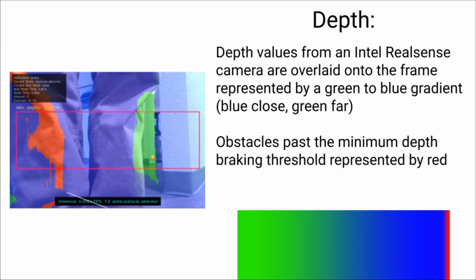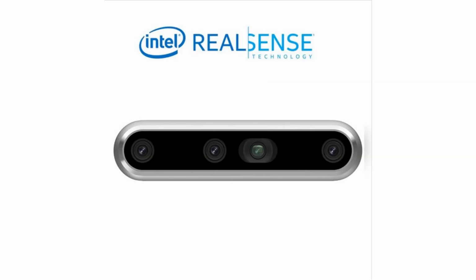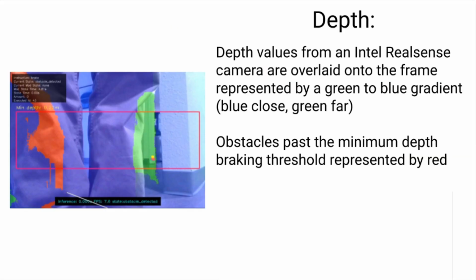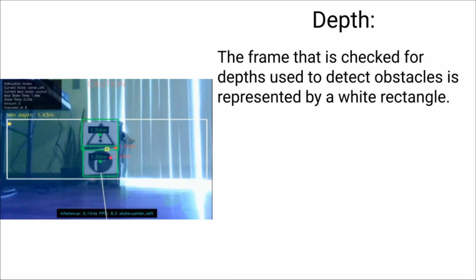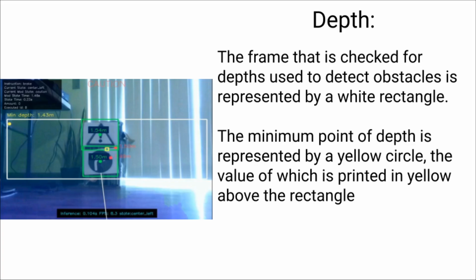Next up is depth. Currently, depth values from an Intel RealSense camera are being overlaid onto the frame. This range of values is represented by a blue to green gradient, with green representing close distances and blue representing far. Obstacles past the minimum braking threshold are represented by red. The bounding box that is checked for depths used to detect obstacles is represented by a white rectangle in the frame. The minimum point of depth within that bounding box is represented by a yellow circle, the value of which is printed in yellow above the rectangle.